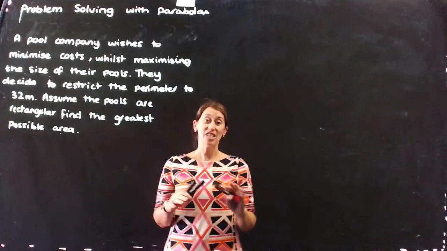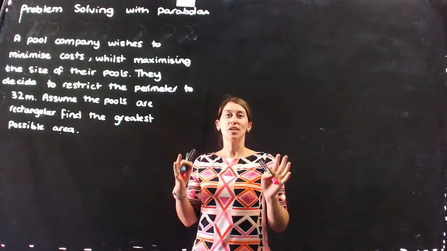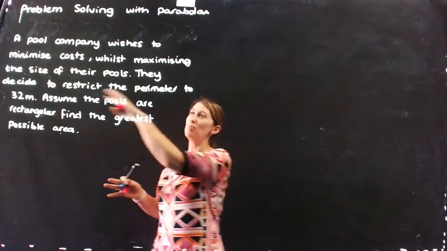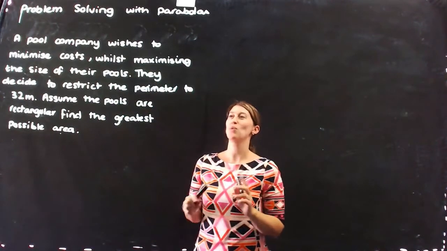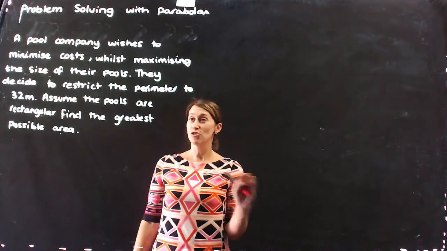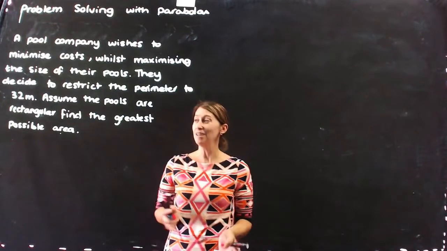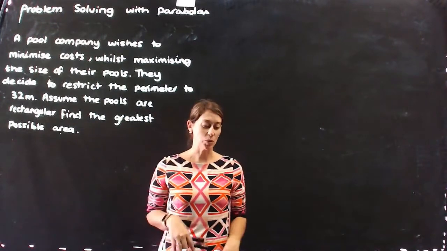In this video, I'm going to teach you how to solve problems using the parabola. So I've just written an example up on the board here. A pool company wishes to minimise costs whilst maximising the size of their pools. They decide to restrict the perimeter to 32 metres, and we have to assume that all pools are rectangular, and we're going to find the greatest possible area.